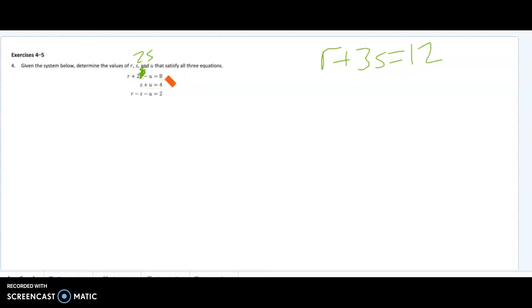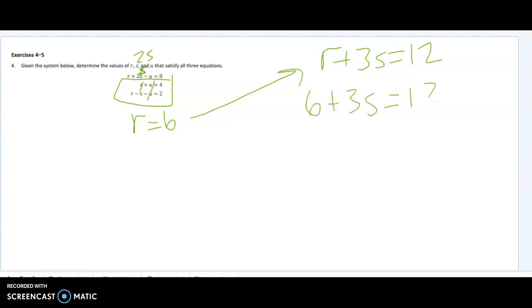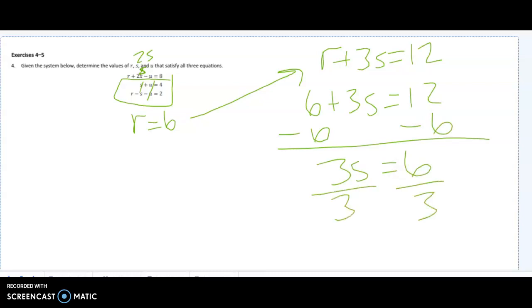Let's just do it the same way we did the last one. Okay, let's combine the top two and then combine the bottom two. Those cancel, and r is equal to 6. Well, if r is equal to 6, let's plug it in right here. 6 plus 3s equals 12, minus 6, minus 6. 3s equals 6, divided by 3, divided by 3, s equals 2.